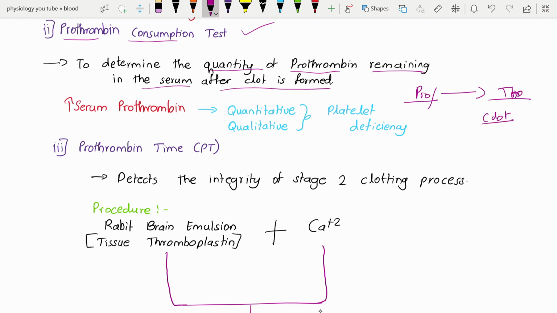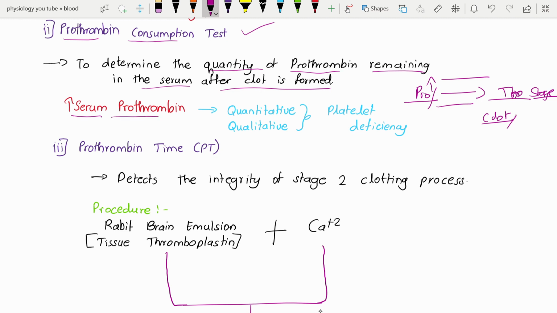So when there is increased prothrombin, we are saying that clot is not properly formed or there is any defect with the stage 1 coagulation, because this is the stage 2 of our blood coagulation.